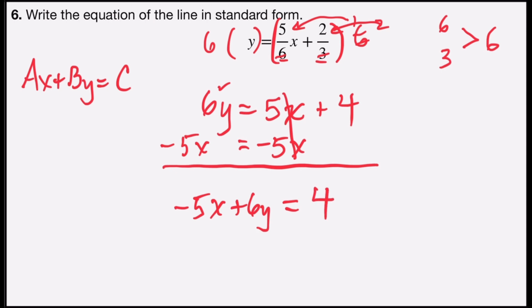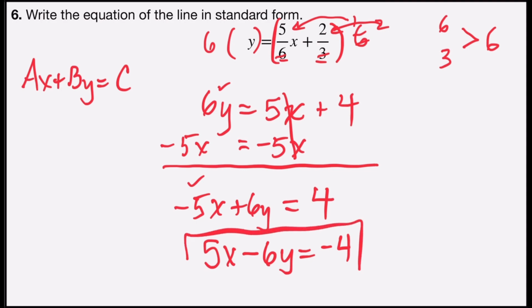So I have no fractions, no decimals, negative 5, 6, and 4 are integers. However, my a term needs to be positive or greater than 0. So I'm going to multiply both sides by negative 1 or divide both sides by negative 1. The result is the same, all signs will reverse. And so in standard form, the equation would say 5x minus 6y equals negative 4.